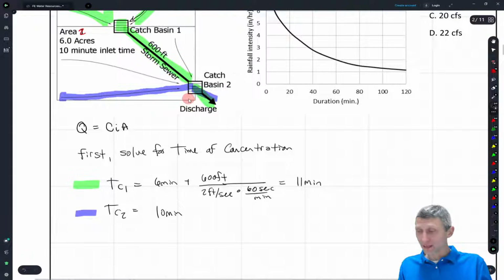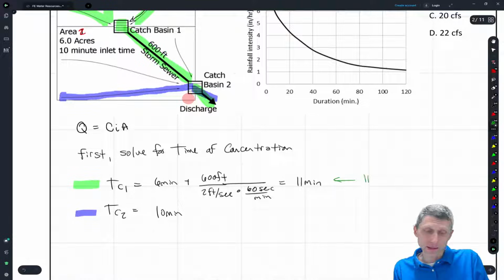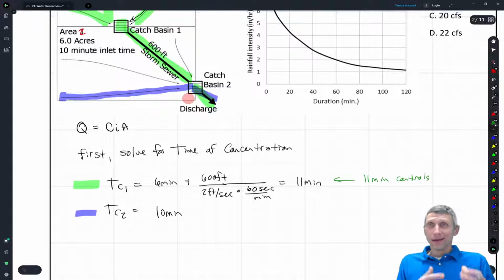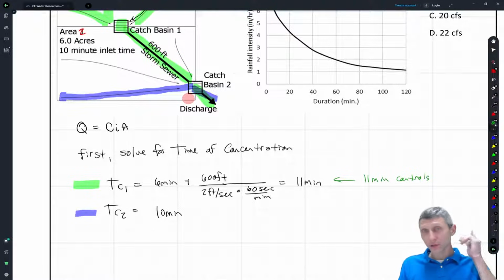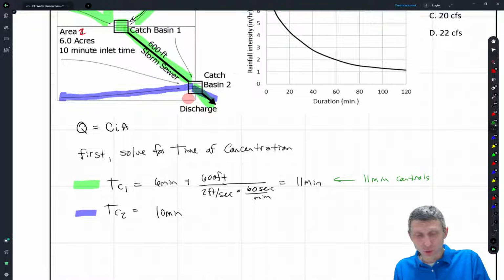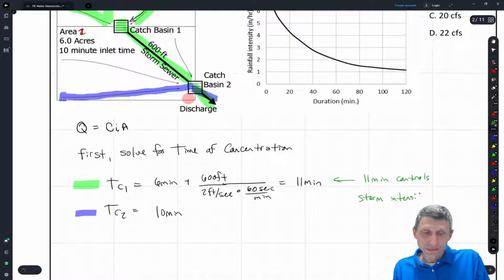So we're going to take the longest time of concentration here, and we're going to say that the 11 minutes controls, right? So this is going to be the worst case for your intensity, essentially. Once you hit that 11 minutes, all the water's flowing from all over the site, and that's going to be your worst case. So the storm intensity is going to be the max at 11 minutes.